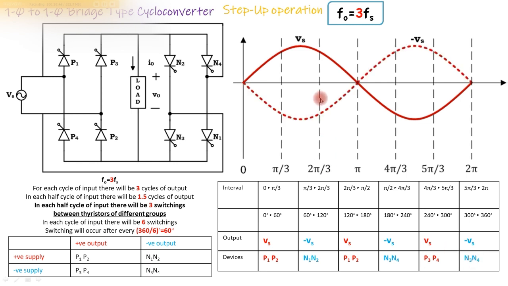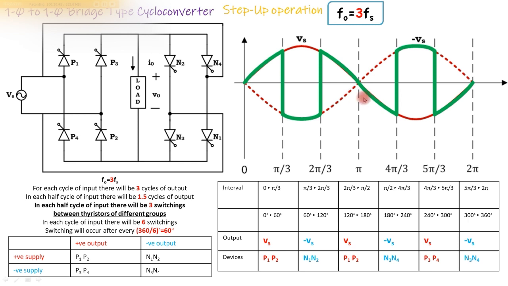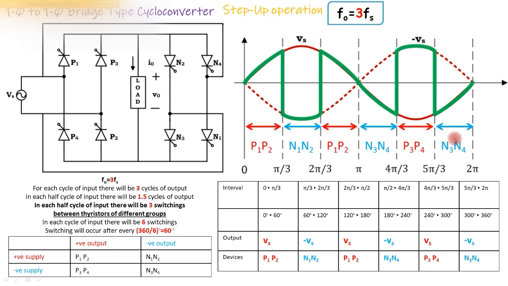So the output will look like this, and the firing sequence is like this. Let us take the first half cycle only. In this first half cycle, the supply will be positive. From 0 to 180 degrees, the supply will be positive. And in this duration, we have to obtain 1.5 cycles of output. So there are 2 positive parts of output and 1 negative part.